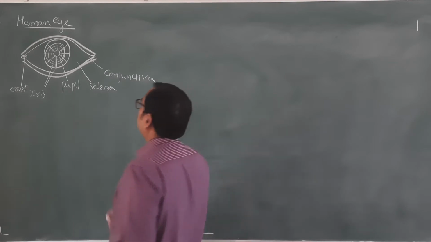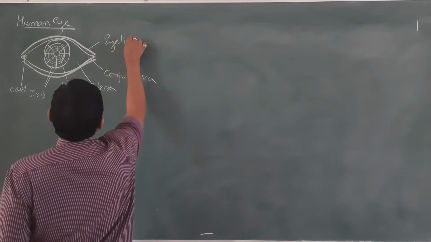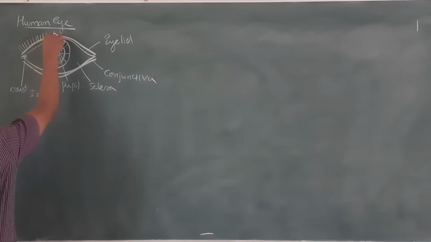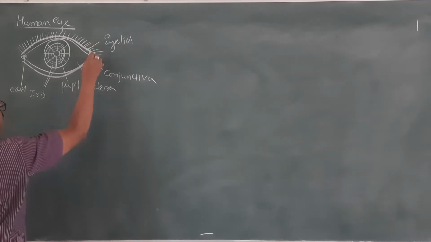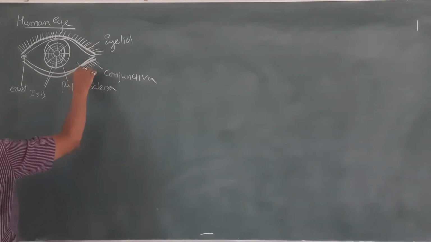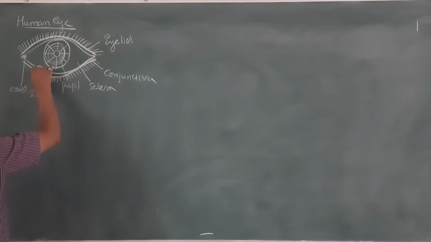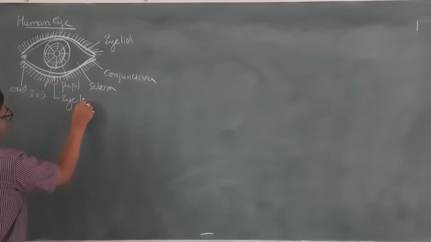Here we find the eyelid, and the eye is well protected by long hairy structures which we call eyelashes. Camels have longer eyelashes than humans. These eyelashes are very important, as they prevent the entry of dust particles. These hairy structures we call eyelashes.